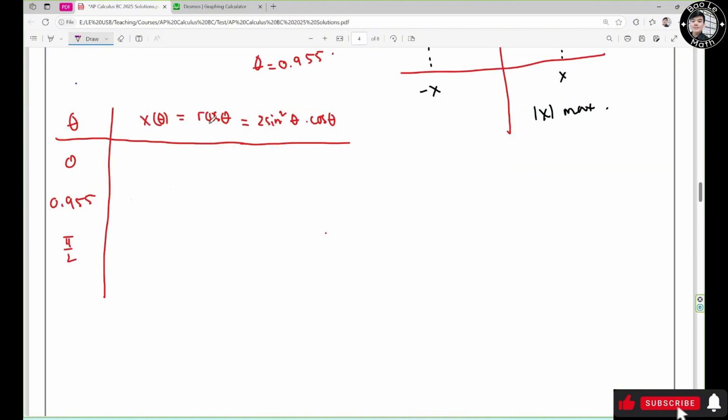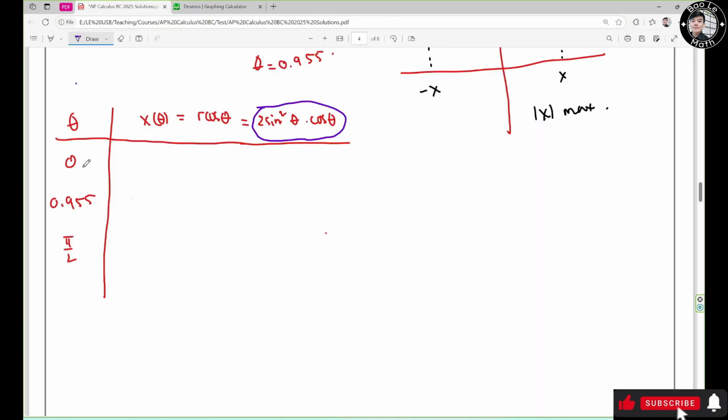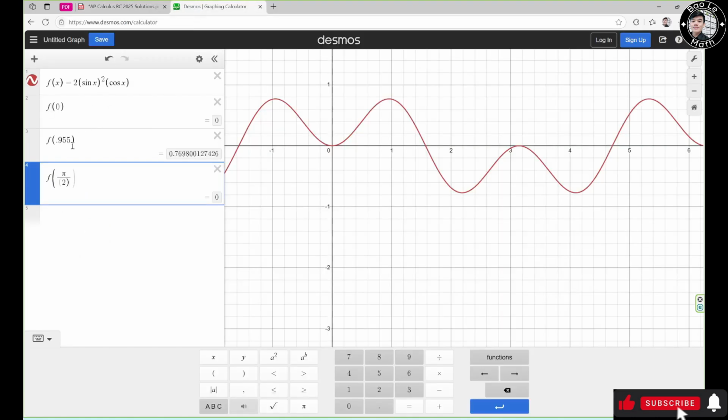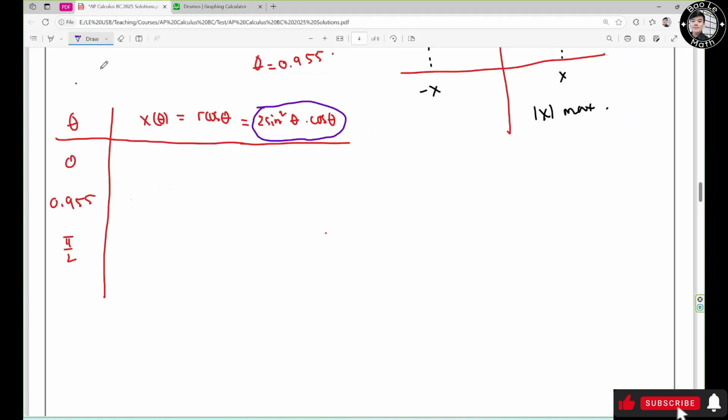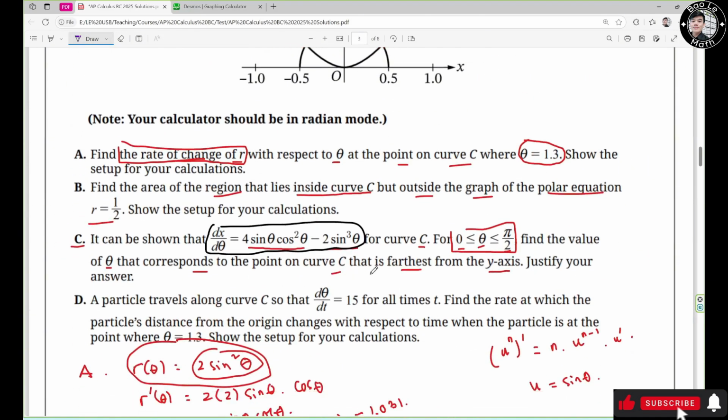Now what we need to do is to put this function on S mode, and then I have it right here. Now I need to calculate f of 0, f of 0.955, and f of pi over 2. So I just hit f of 0 right here. So I have three values right here: 0, 0.769, and 0.